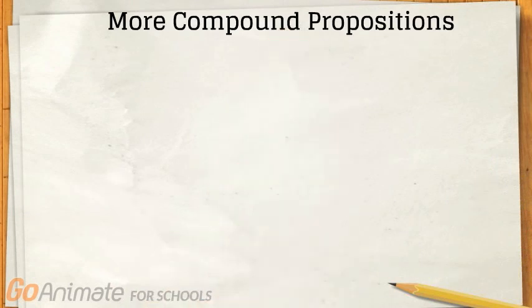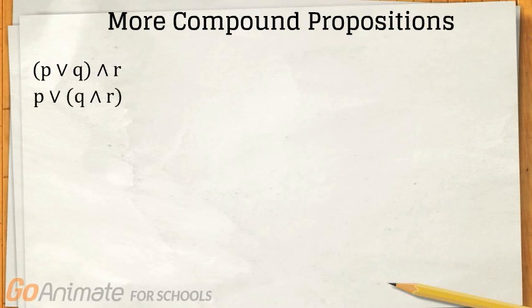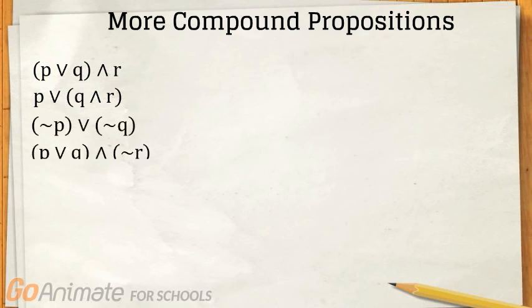More compound propositions. Let P, Q, R be simple statements. We can form other compound statements, such as the disjunction of P, Q, with conjunction of R. The disjunction of P, with conjunction of Q, R. The negation of P, or negation of Q. The conjunction of P and Q, and negation of R, and many others.